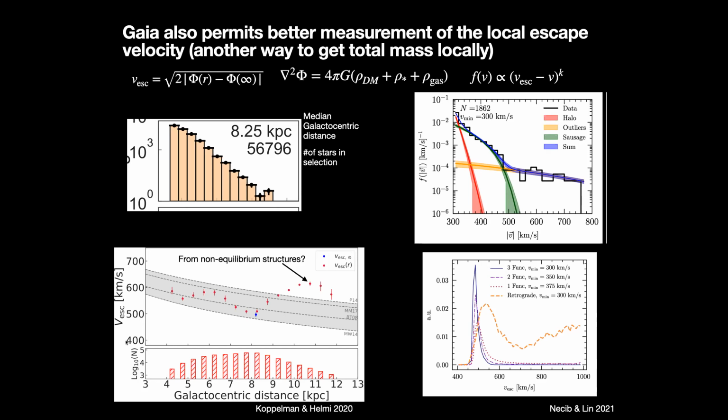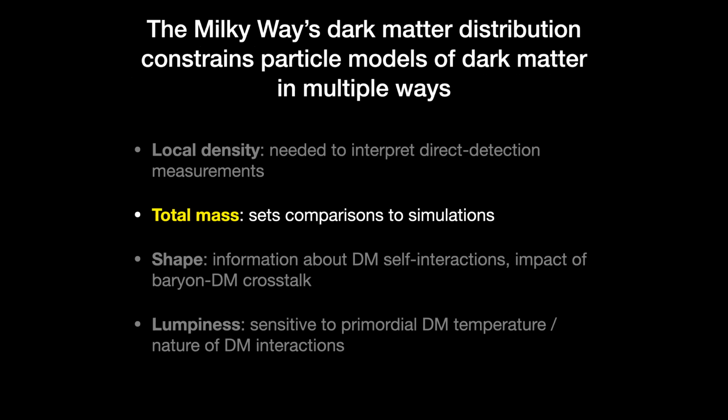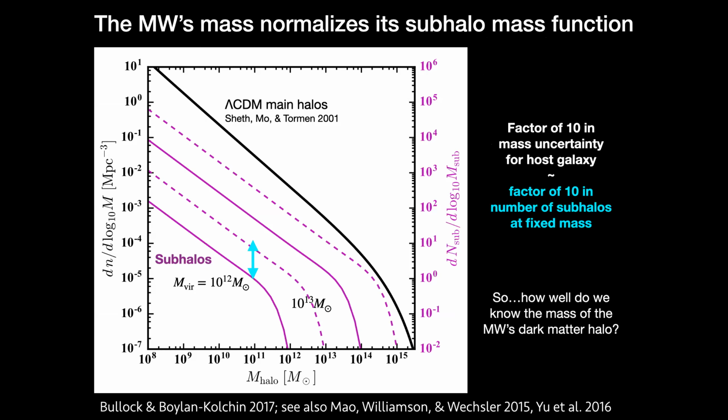You can see that in this paper, they modeled it as a function of distance from the center of the galaxy. And there's this weird divergence from what we expect, and that they think is probably non-equilibrium structures. All right, so that brings us to the total mass, which is really the number that normalizes our comparisons with cosmological simulations. And in particular, it's the overall normalization for the predictions of how much substructure there is in the galaxy, and therefore all of these other things that are sensitive to the dark matter model.